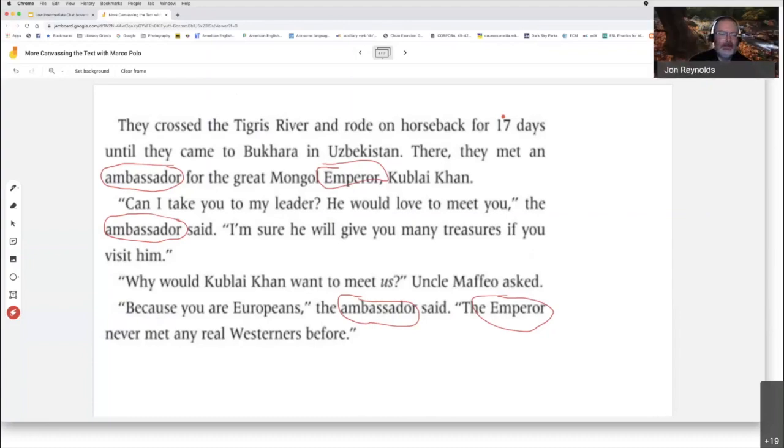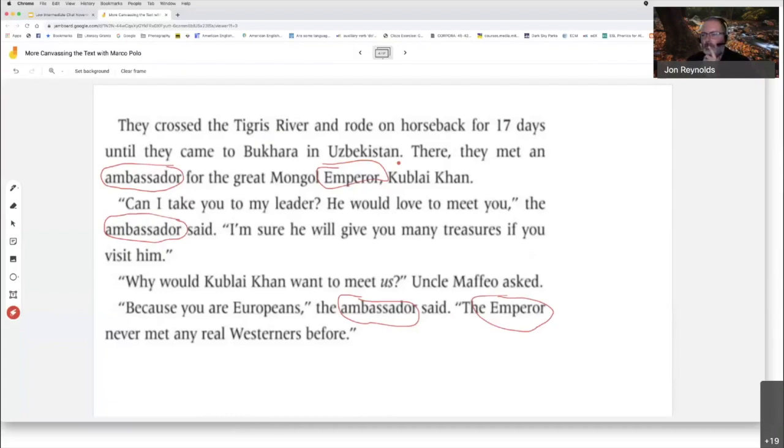Until they came to, I think, Bukhara. I don't know. Bukhara? Anybody know how to pronounce that? Bukhara? I don't know. Okay, well, we'll guess. And Uzbekistan. Okay, so again, these are countries, not America, right? These are the other side of the world. There in Uzbekistan, they met an ambassador.